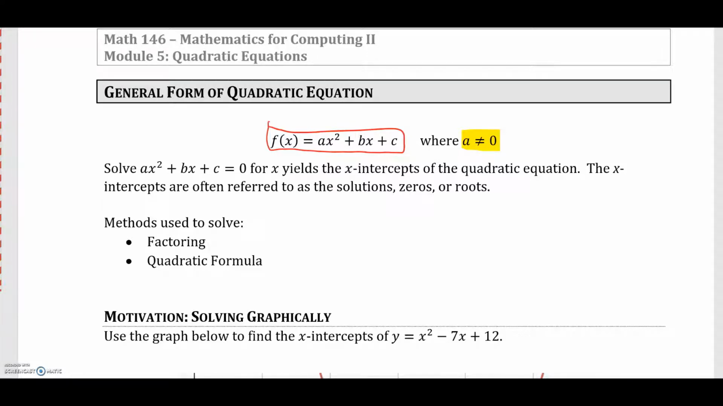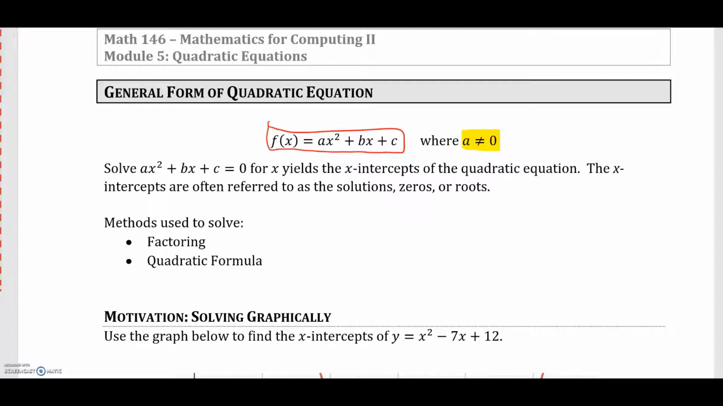We often look to solve for ax squared plus bx plus c is equal to 0. In other words, we set f of x equal to 0, and that yields the x values where y is equal to 0, also known as the x-intercepts, which we studied when we looked at linear equations in Math 145. The x-intercepts are often referred to as solutions, zeros, and roots.